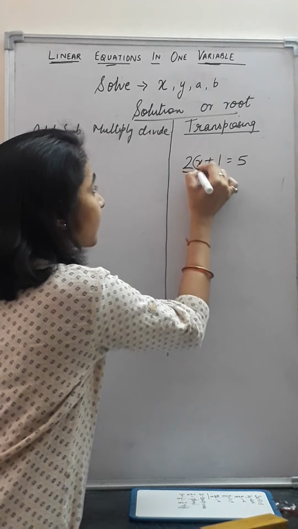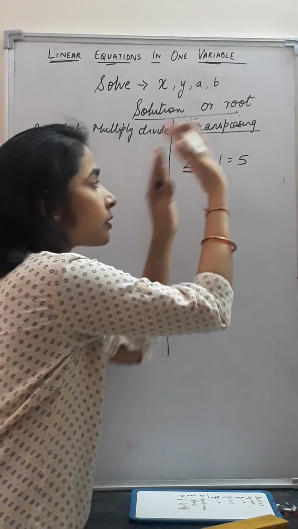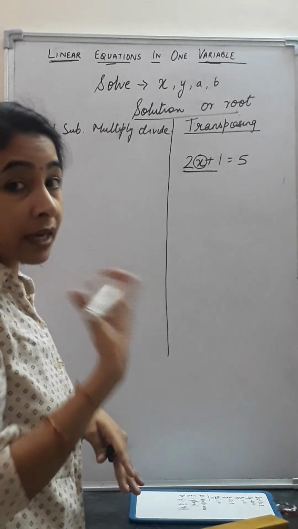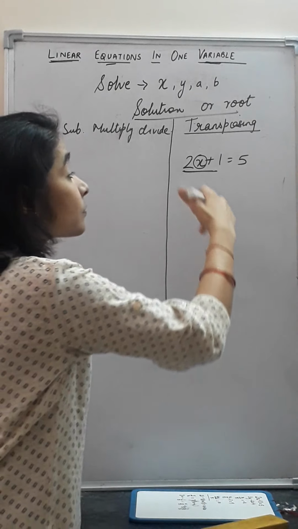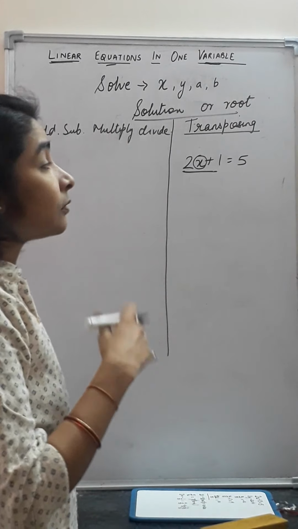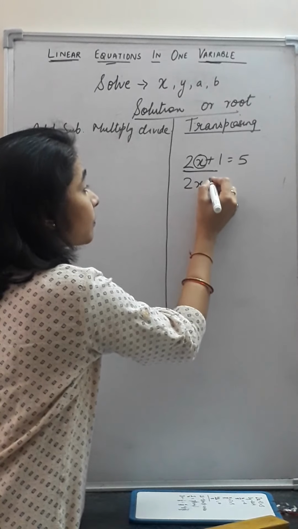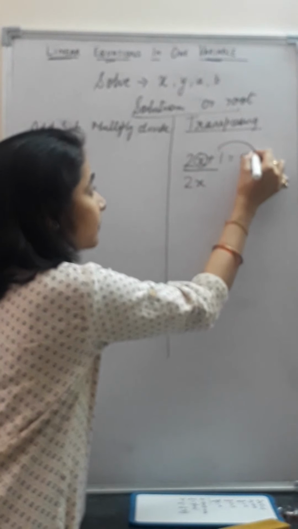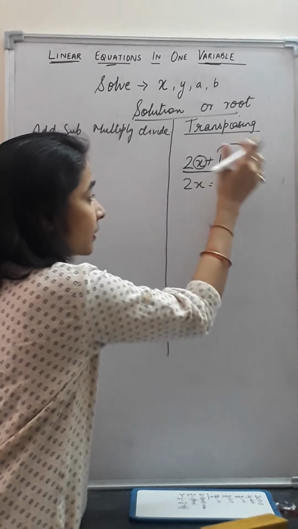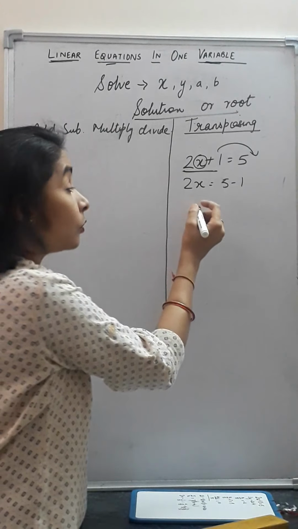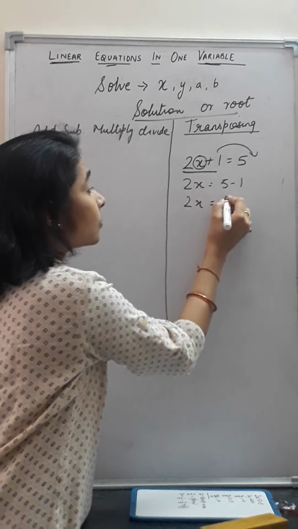Now, whatever terms are there with this variable x, we take those terms to the other side. That means we transfer or transpose those terms to the other side, but in that transposing the sign of the term changes. Example, 2x plus 1 is equal to 5. This plus 1 will go to the other side. So what will happen? Its sign will change and it will become minus. Now 2x is equal to 4.